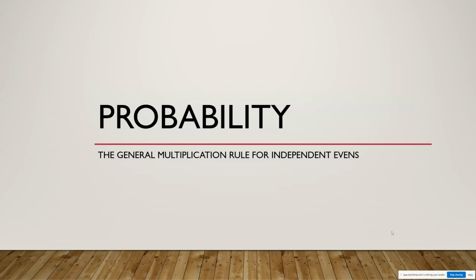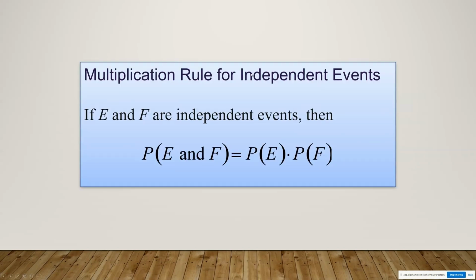In this quick review, we want to talk about the general multiplication rule for independent events. Just recall what it means for events to be independent. If you have two events within a probability statement and they're independent, what it means is the occurrence of the first event does not impact the occurrence of the second event. And so we're going to introduce what's called the general multiplication rule for this. And it works like this.